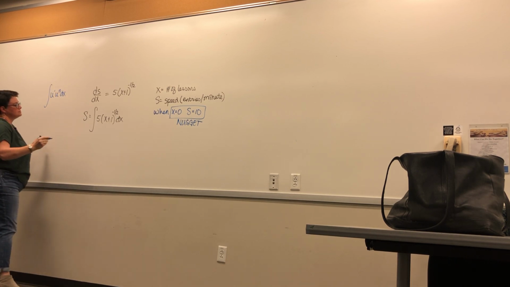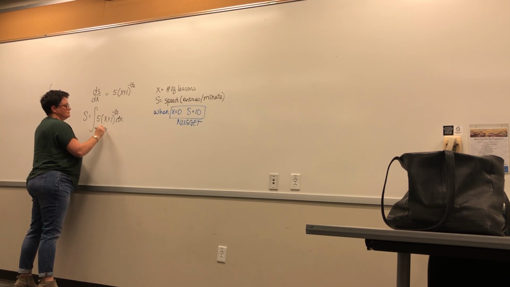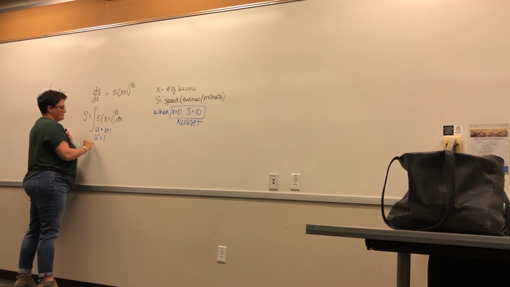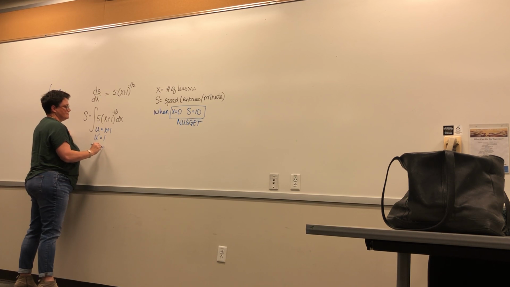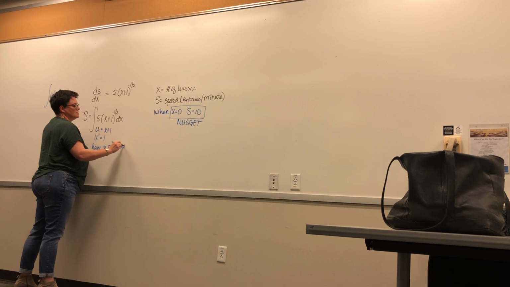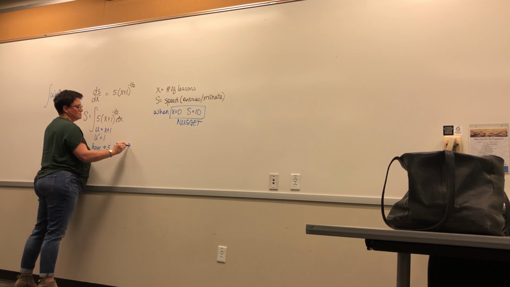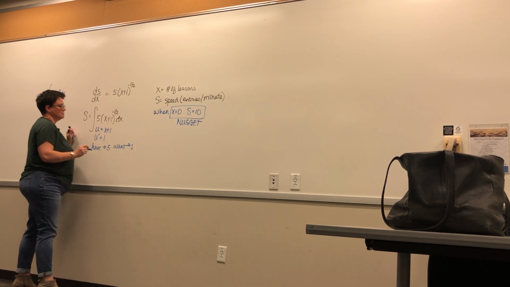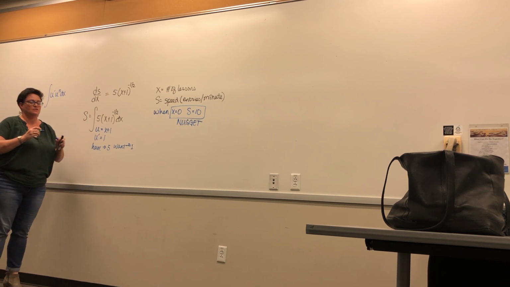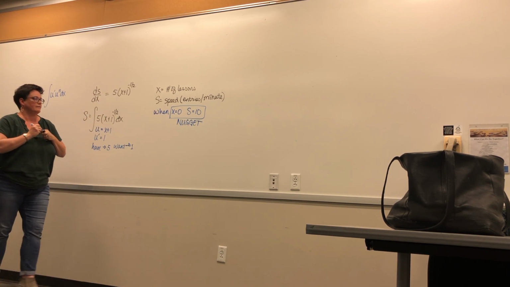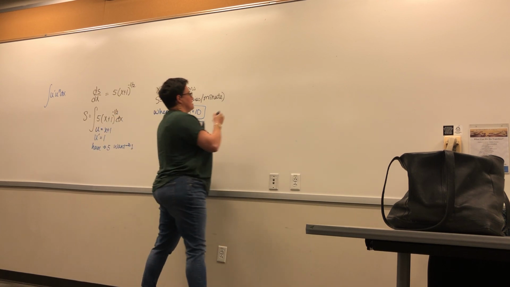So what's my u? What's my u prime? What do I have where u prime needs to live? 5. And what do I want? 1. So what am I gonna do? Divided by 5. If I pull the 5 out, what's left over? Oh, 1. So I can do that, right?